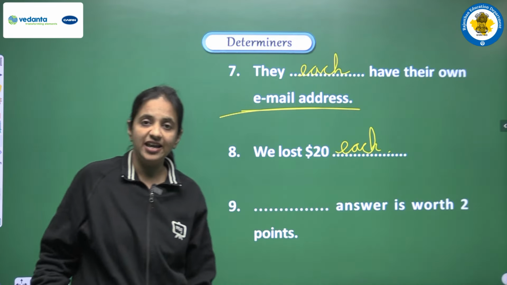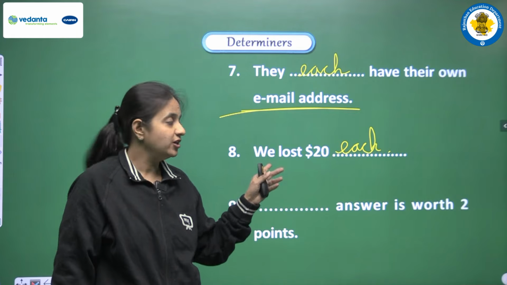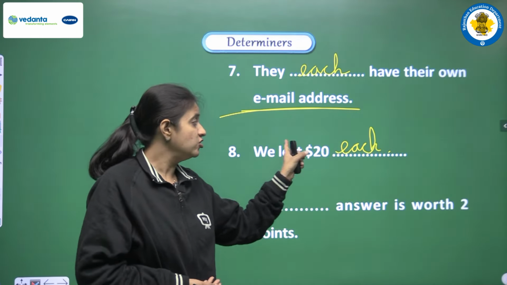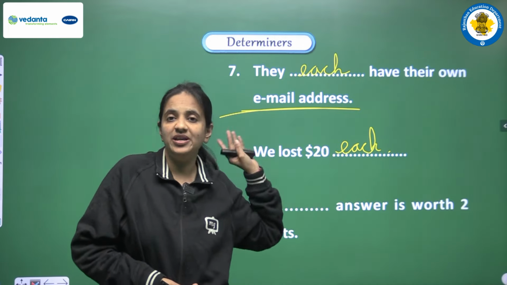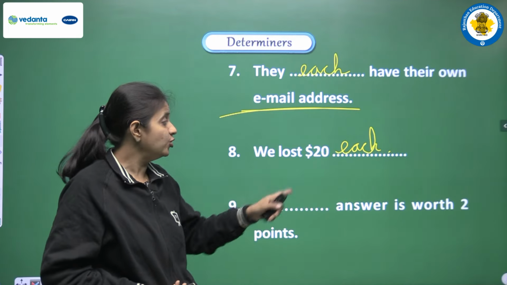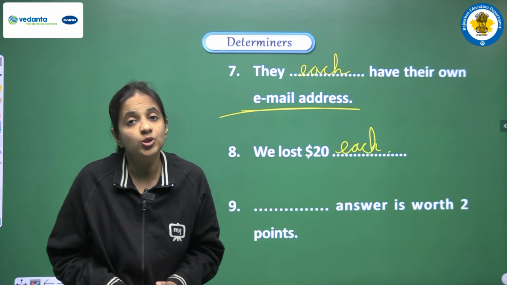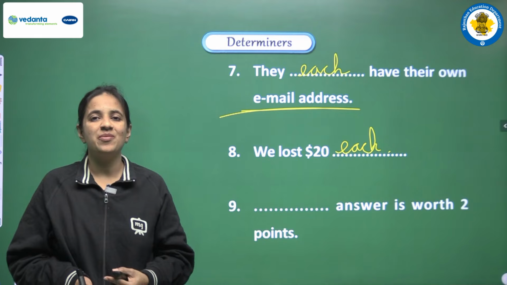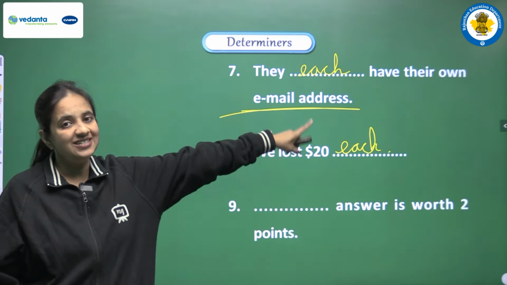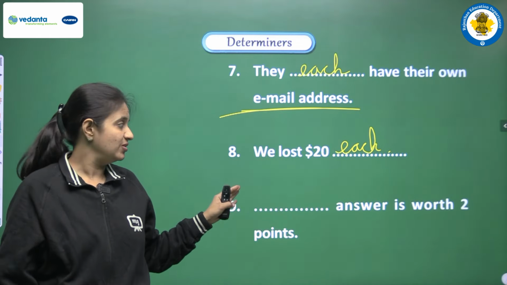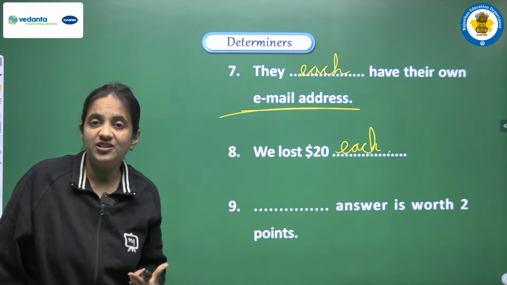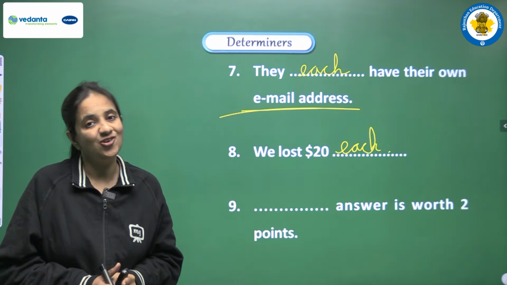Again, the reason is the same, because suppose we are a group of 4 people and we are saying that we lost $20 each. It means अगर हम 4 लोगों का एक ग्रुप है, so 4 लोगों में से हर एक ने $20 जो है वो अपने लूज किए हैं. So this is the reason we are talking about one group, but we are talking about individual person, and this is the reason our answer will be each, and the sentence will be we lost $20 each. It means each person of that group actually lost $20.